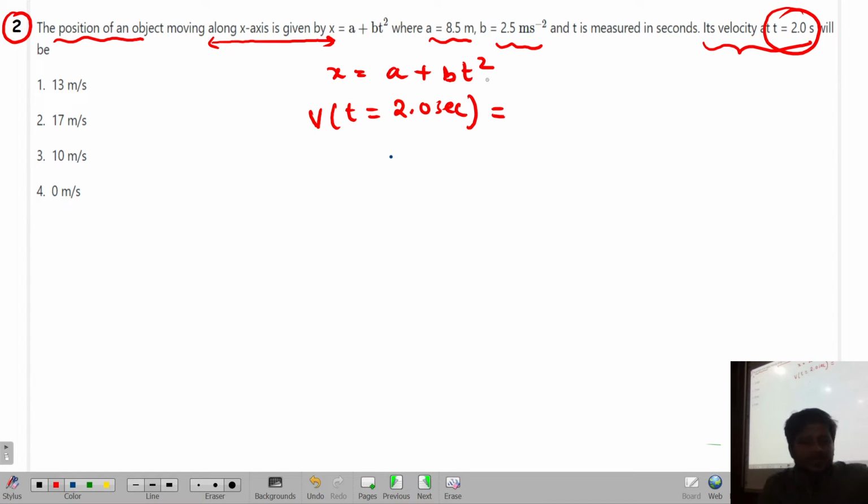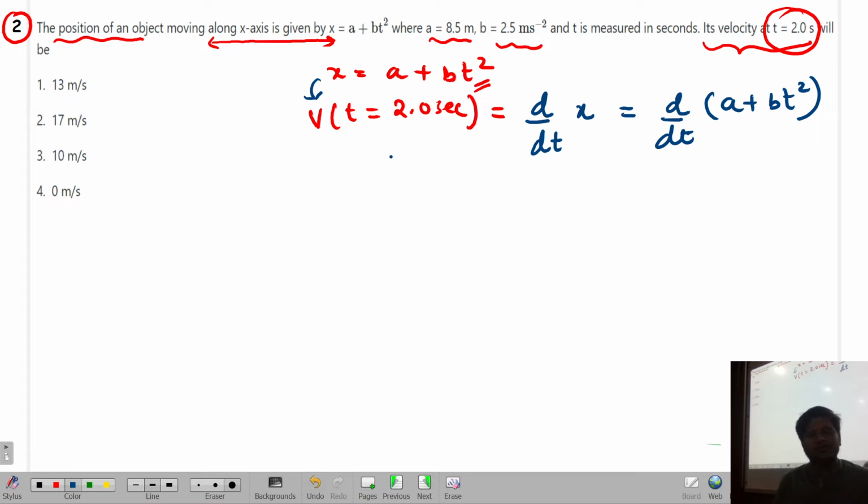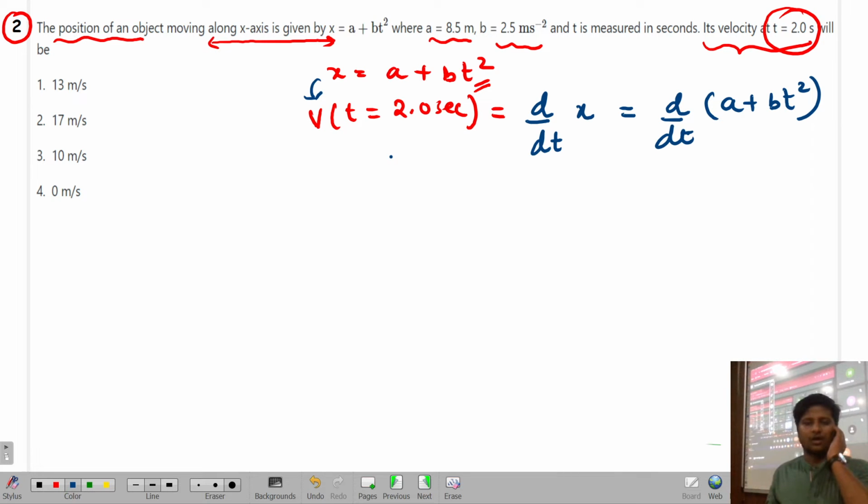Look over here again. X is dependent upon time, yes or no? I have verified that x is dependent upon time. If x is dependent upon time, how to calculate velocity? Simple: d by dt of x, yes or no? Write the equation d by dt of a plus bt square, yes or no? I'm going to write it this way, tell me yes or no. Now do the differentiation, I have done it in the class already. Try to do it.